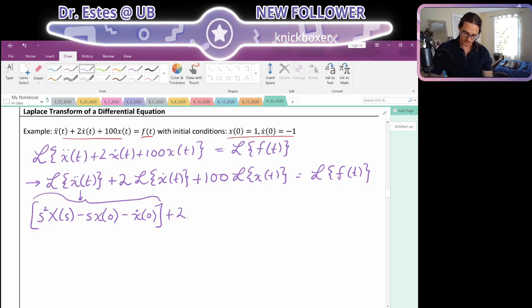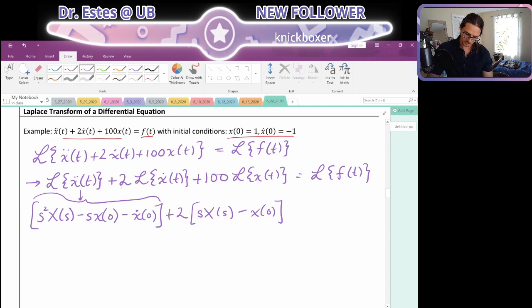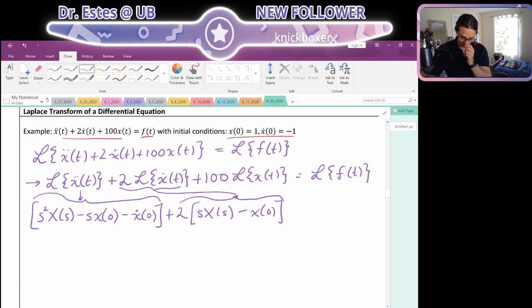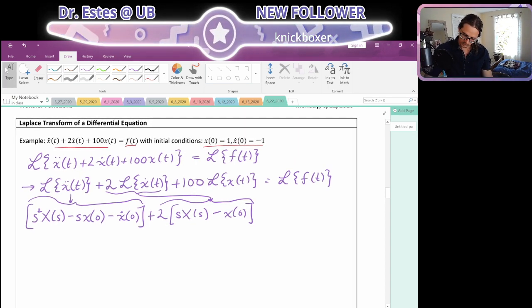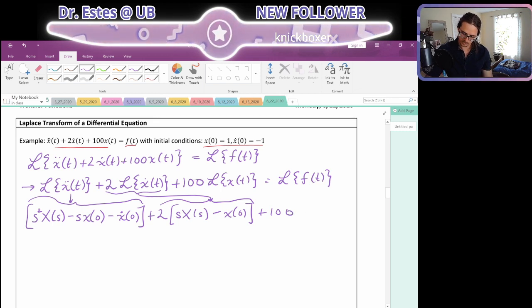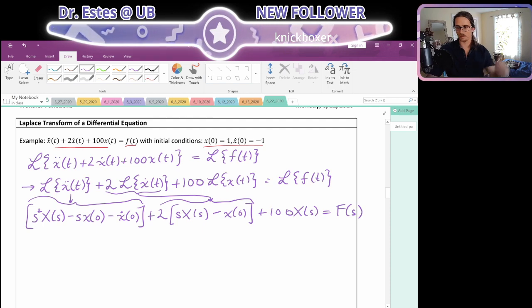And then I have plus 2 times the Laplace transform of x of t, which is just s times x of s minus the initial condition. So that came from here. Plus 100 times the Laplace transform of a function of time, which is just x of s. And then same thing on the right hand side. I'll just call it capital F of s.